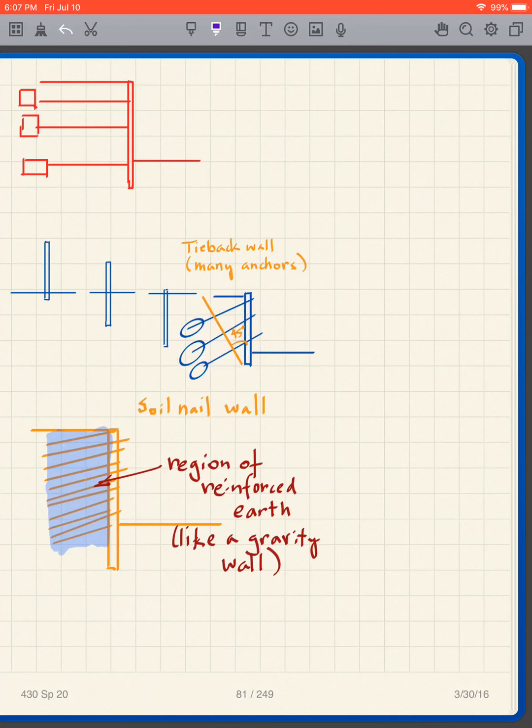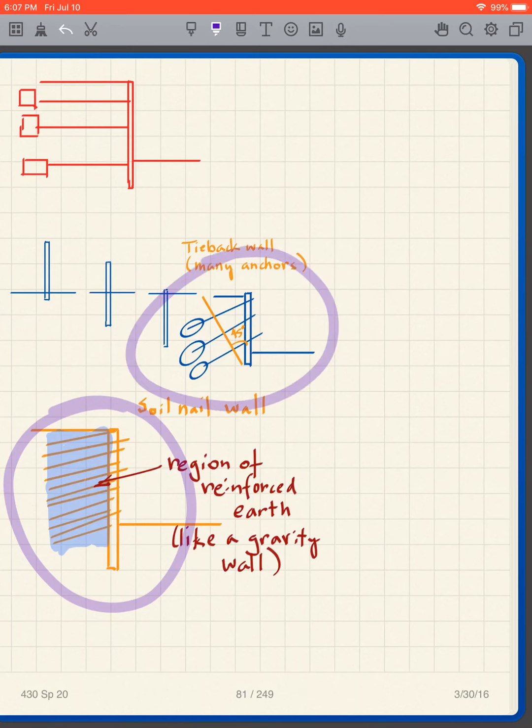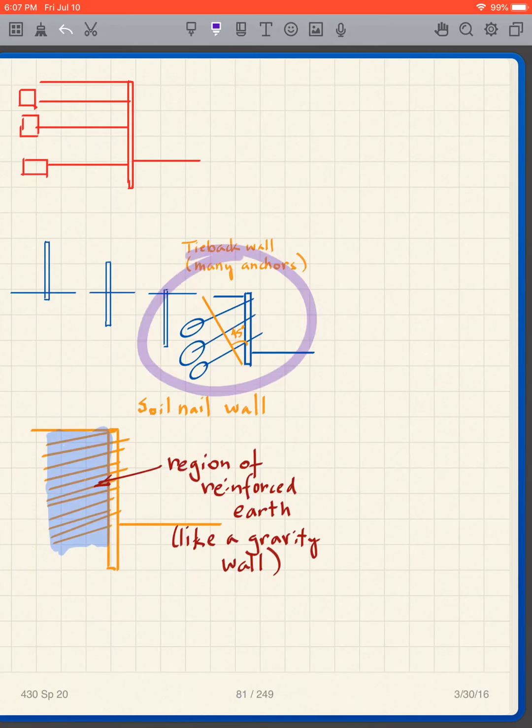On the other hand, the soil nails are more of a reinforcing thing. Although they look similar, there's no grouting at the tips. They are meant for creating a reinforced earth region. So this is more like a gravity wall, and this is more like an anchored wall. I'm not going to go through how we analyze these walls with many anchors. That's another issue. You're learning the basic concepts of wall design here, and tie-back walls are another issue.